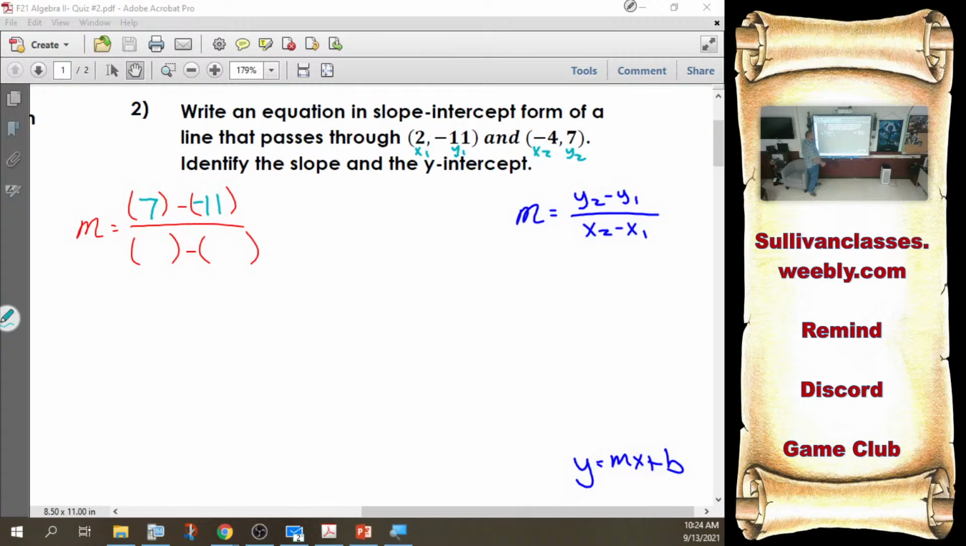Okay? And then negative 4 minus 2, getting a positive 18 over a negative 6 is a negative 3. Cool. I got a slope. I got some points.